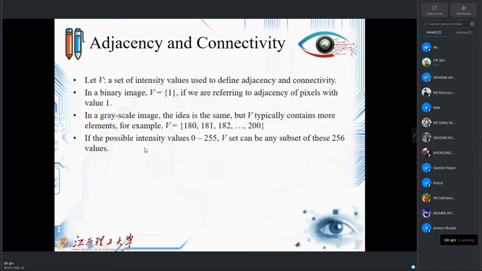Then one more concept we should consider is adjacency and connectivity. Imagine V as the set of the intensity values which is used to define the adjacency and connectivity. In the binary image, we have V equal to 1. If we are referring to adjacency of pixels with value of 1 in the gray scale image, the idea is the same, but V typically contains more elements, something like 180, 181, 182, 200. As you know, we have values between 0 to 255. Then we can say that V is a set which can be a subset of these 256 values for any point.